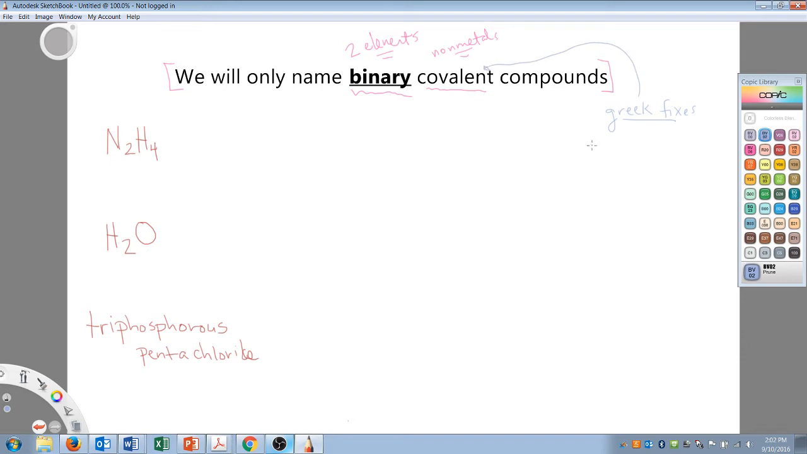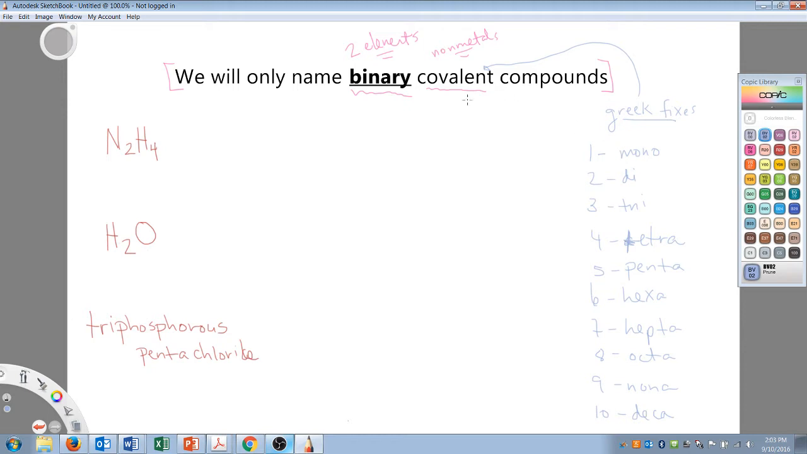So if there is a 1 somewhere in your formula, you're going to use the prefix mono. If there's 2, it's di. 3 is tri. 4 is tetra. 5 is penta. 6 is hexa. 7 is hepta. 8 is octa. 9 is nona. And 10 is deca.